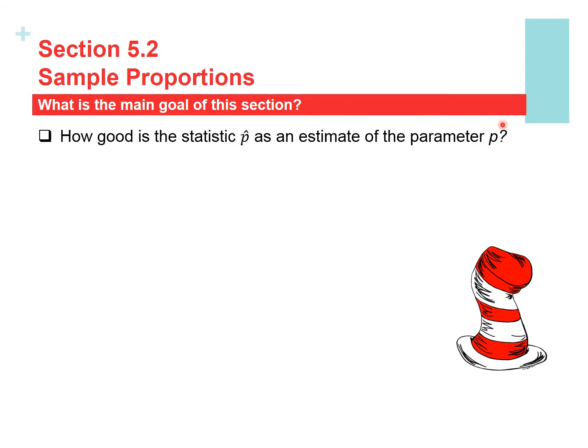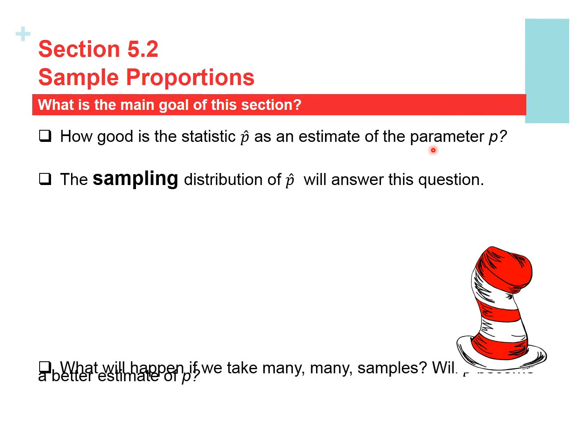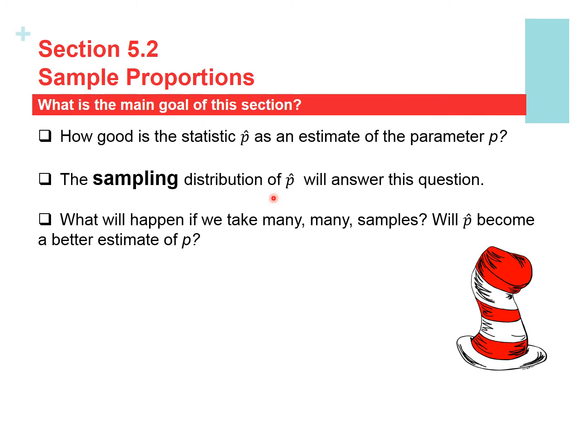Okay, so in this section, we're going to take a look at how good is the statistic p hat as an estimate of a parameter proportion. So when we find our sample proportion, is it a good estimation of the population proportion? The sampling distribution of p hat. So remember that the sampling distribution of p hat is a whole bunch of sample proportions taken and made into a distribution. That's going to answer this question on how good our sample is at estimating the population.